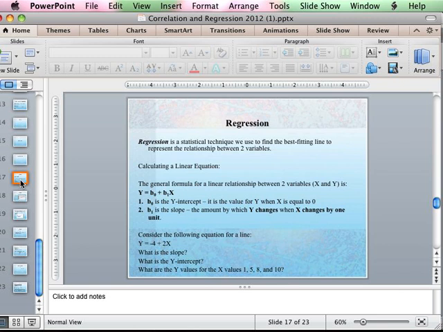B1 is the slope, and it represents the amount of change in y that I see for every 1 unit change in x. So when x increases by 1, how much does y change? So, looking at this equation here, y equals negative 4 plus 2x. What is the slope of this line? Is it negative 4 or 2?